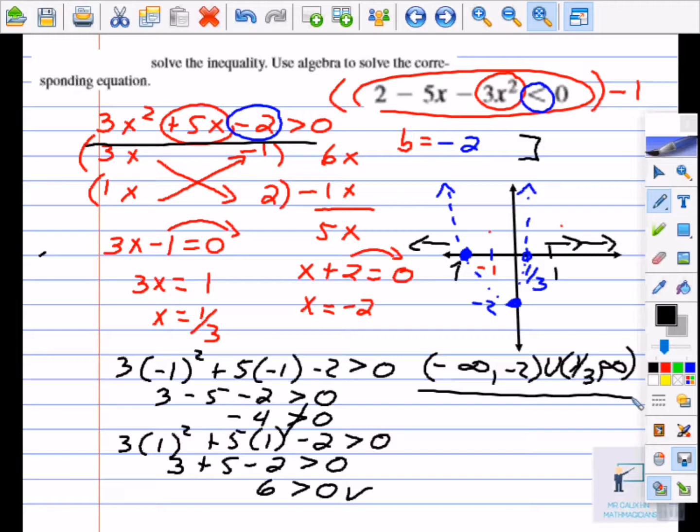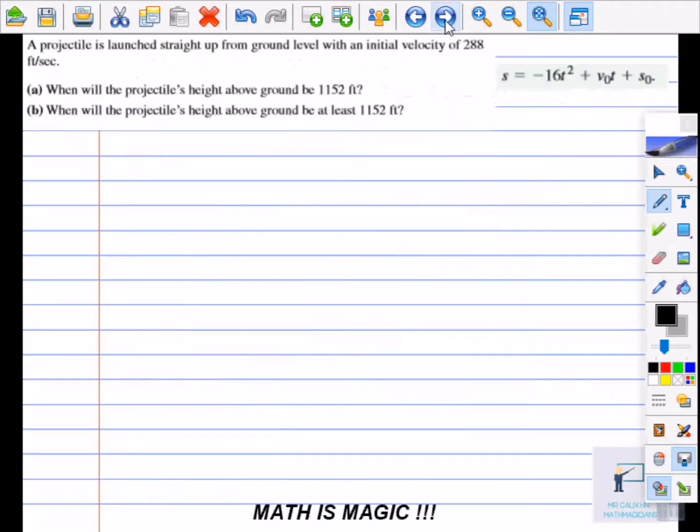Now let's continue with the next type of exercise. This will be our last exercise. It says, a projectile is launched straight up from ground level with an initial velocity of 288 feet per second. Letter A. Okay, they give us a formula here. This formula is given. It says S is equal to negative 16t squared plus initial velocity times time plus the initial position.